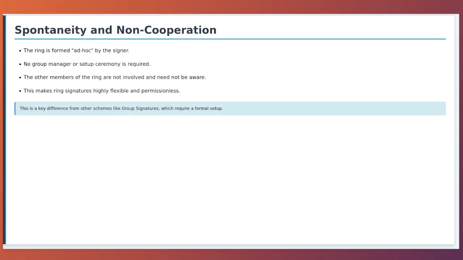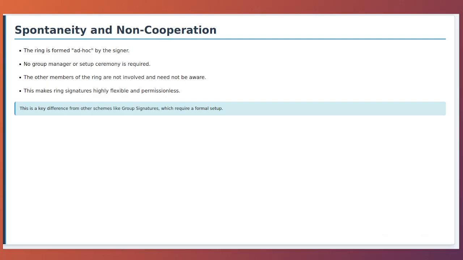Spontaneity and non-cooperation. One of the most powerful and defining features of a ring signature is its spontaneity. The creation of the ring is entirely a one-sided affair, managed solely by the true signer. This is a crucial distinction from other group-based cryptographic schemes. To create a signature, the signer does not need permission, consent, or even the awareness of the other individuals whose public keys they are including in the ring.